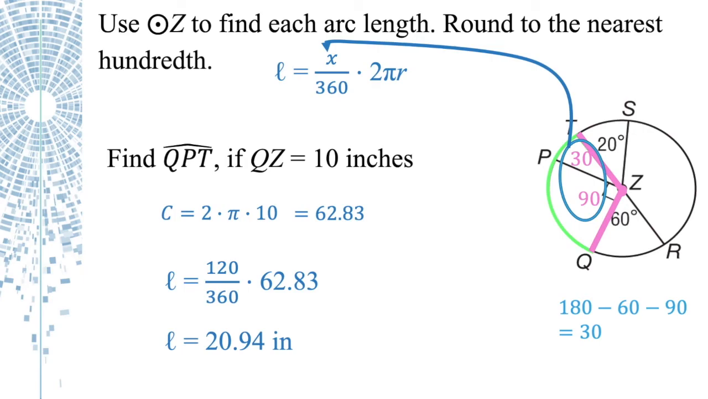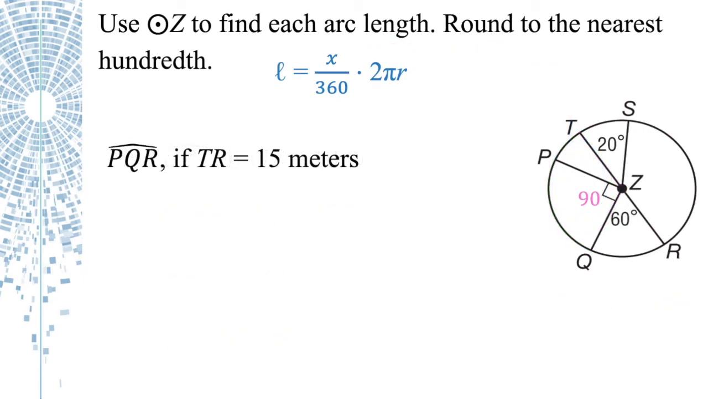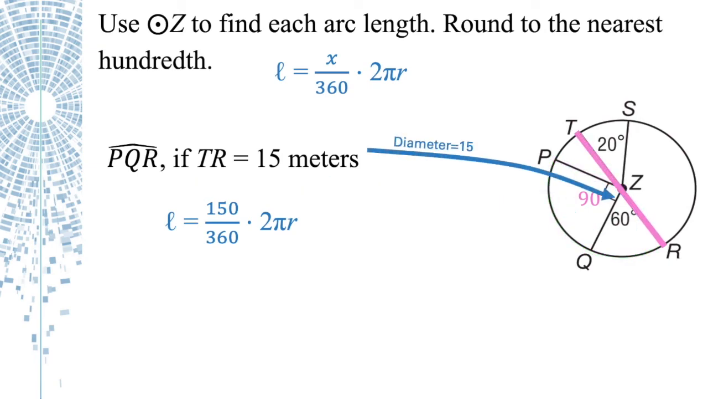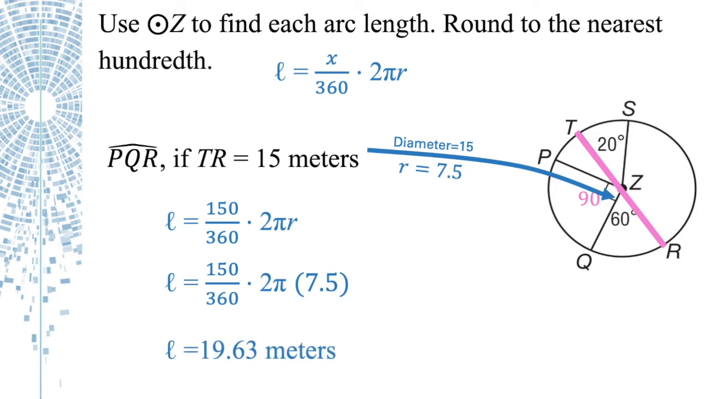Let's try another one. We're going to find PQR if TR is 15 meters. Let's start with the central angle first this time. So the central angle is 90 plus 60, so that goes at the beginning of the formula, 150 over 360. Now we need to find the 2 pi r part. Well, 15 meters this time is the diameter, which means the radius is 7.5. So we can replace the r in our formula with 7.5, plug all that into the calculator, and you get the length equals 19.63 meters.